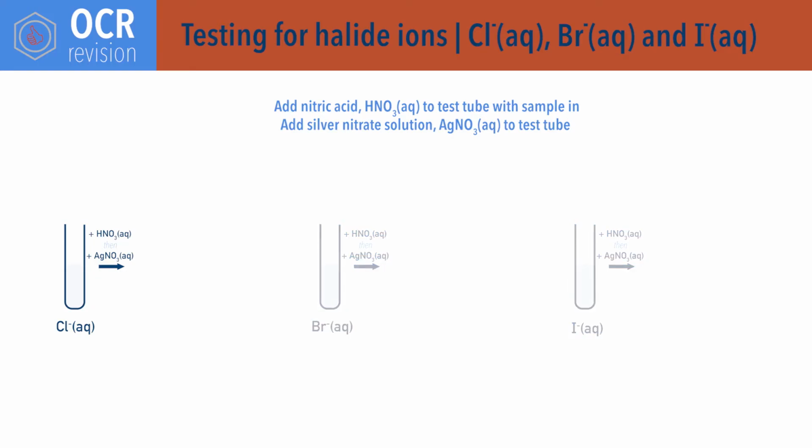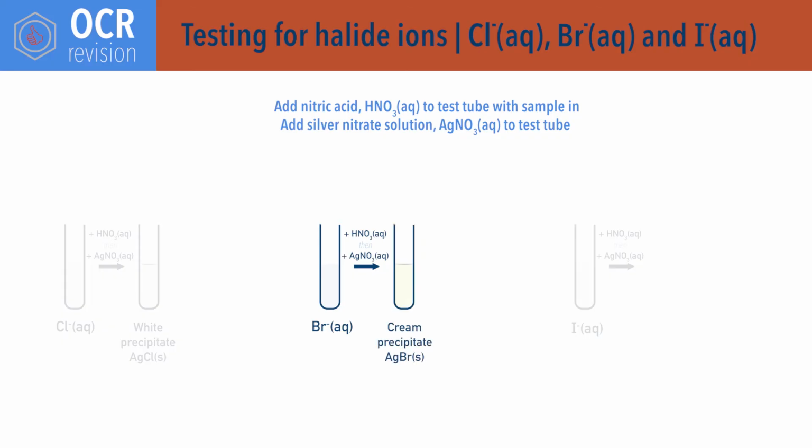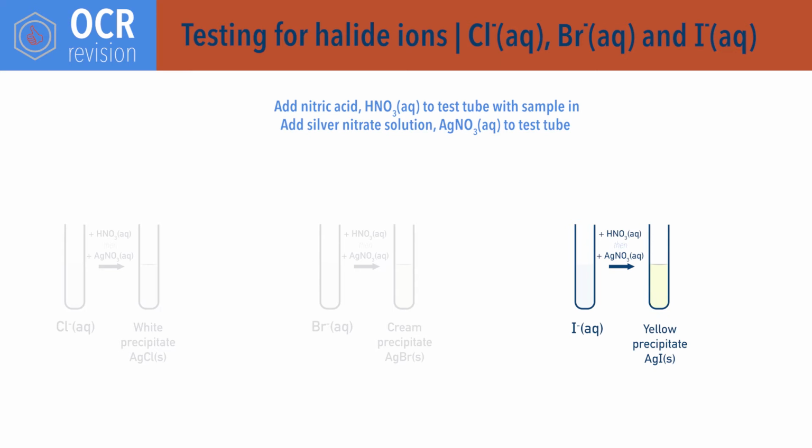If chloride Cl- ions were present, a white precipitate of silver chloride, AgCl, gets formed. If bromide Br- ions were present, a cream precipitate of silver bromide, AgBr, gets formed. And if iodide I- ions are present, a yellow precipitate of silver iodide, AgI, gets formed. The precipitates can be difficult to distinguish as the colors of each can look similar.